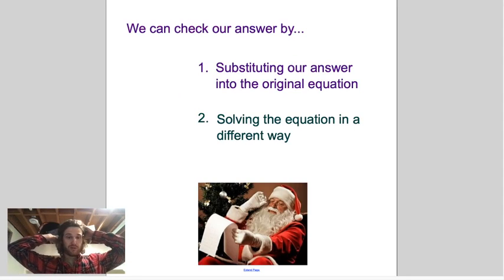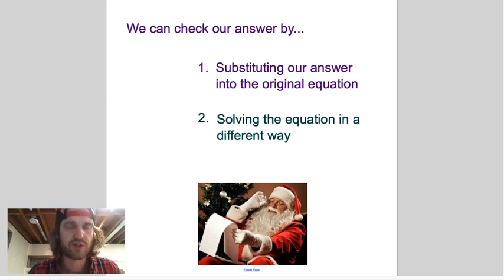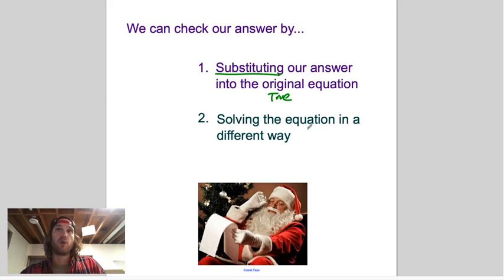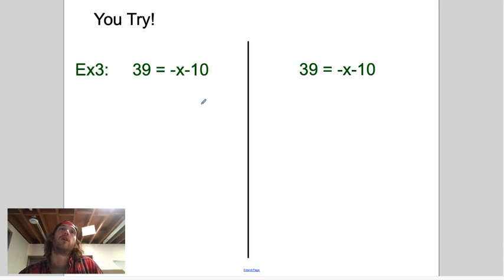Okay, how do you justify your answer, or how do you be sure that your answer is correct? Well, we now have two options. You can substitute into the original equation and make sure it's true, or you can solve the equation in a different way. So think about it, and if you do it two ways, check with a partner too. That will help you convince yourself that your answer is correct. All right, you try this one on your own, and then I'm going to go through and do it two ways. Okay, we're back.